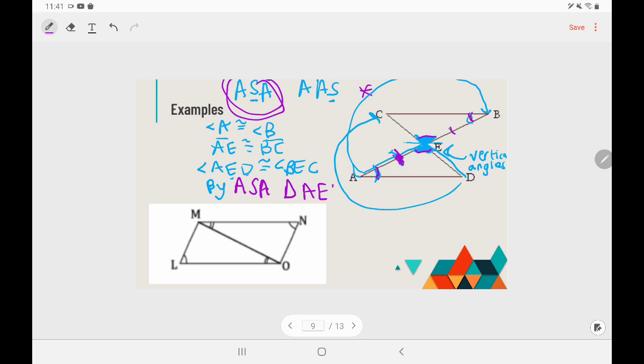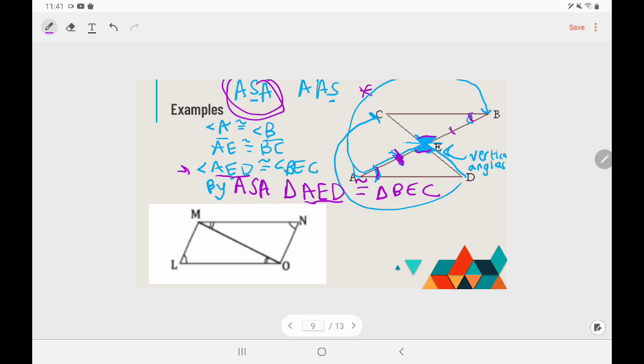Triangle AED is congruent to triangle, and I can write them in the same order as I wrote my angles because I just already found out the order that they correspond. So AED is congruent to triangle BEC.